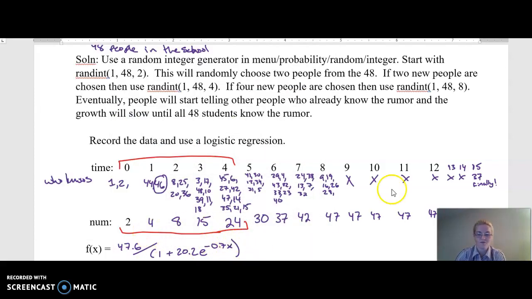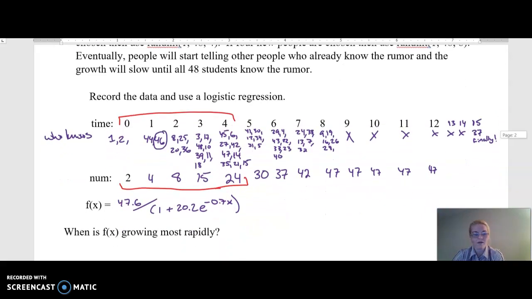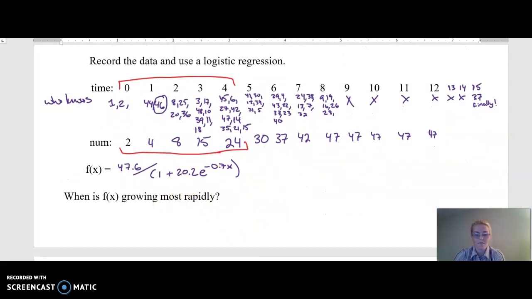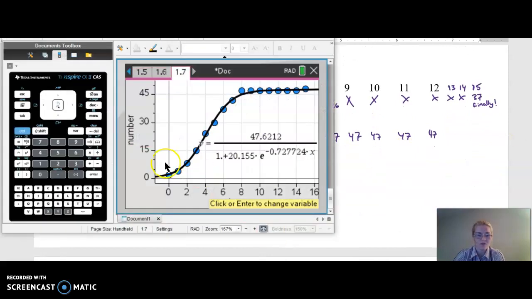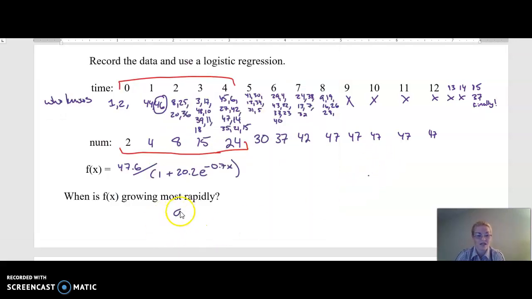That's my regression. And where was f of x growing the most rapidly? Well, it's growing the most rapidly between minutes 3 and 6, right? So really, right around minute 4 is where it's growing the most. This is where it's growing the fastest. So I'm going to say around minute 4. Right around here, that's when we have the biggest jumps.